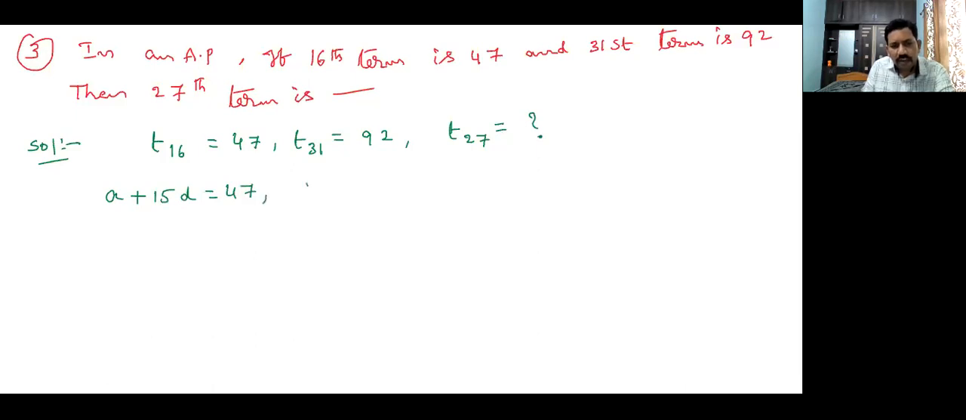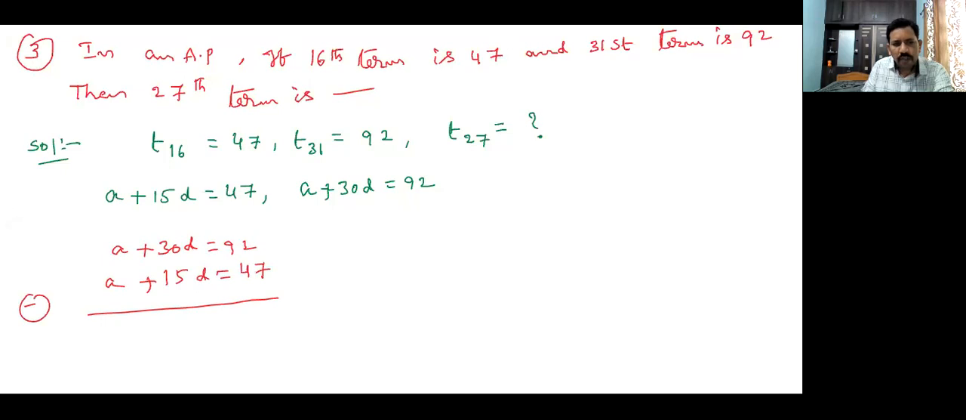And T31, this is A plus 30D, is equal to 92. Now solve these two, then we get the A and D values easily, and we can get T27 also. A plus 30D is equal to 92. A plus 15D is equal to 47. Now subtract both. Here it will be minus, minus, minus.